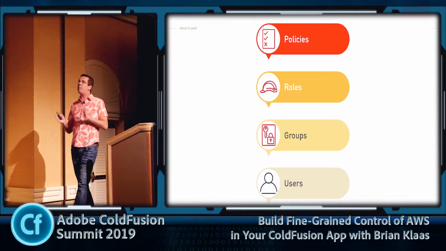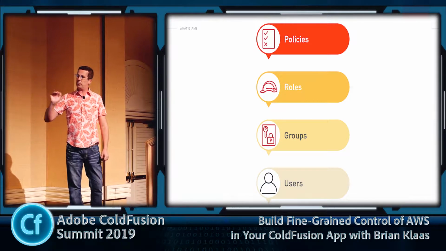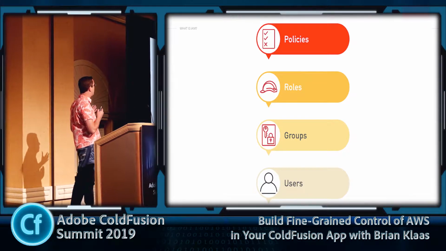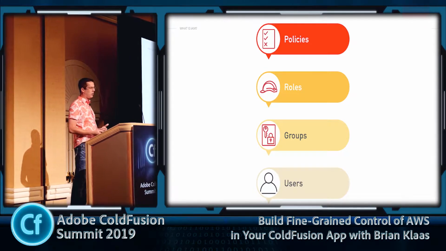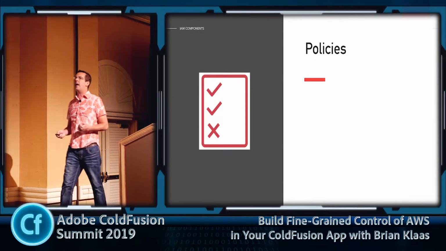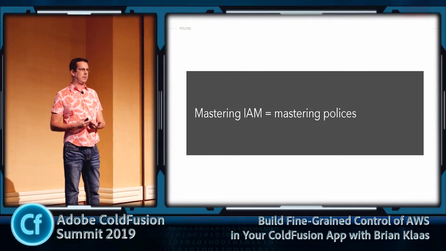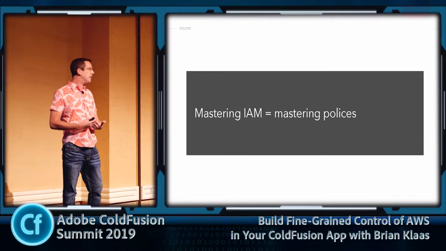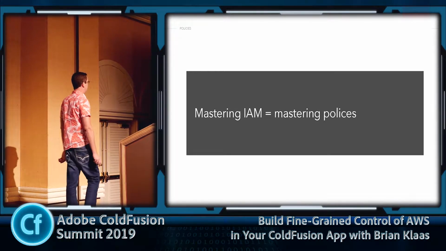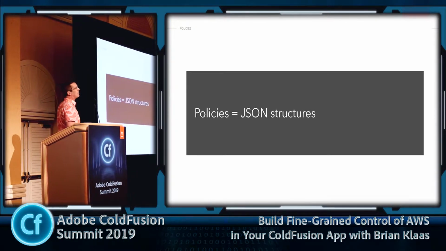And there's basically 4 components to IAM that you need to know about. Policies, roles, groups, and users. I'm going to talk about each of these in turn and show you how you can work with them from your ColdFusion applications. So let's start with policies, because at the end of the day, mastering IAM is about mastering policies. It's as simple as that. If you can figure these policies out, if you can write them the right way, you have mastered identity access management in AWS. And policies are just JSON structures.